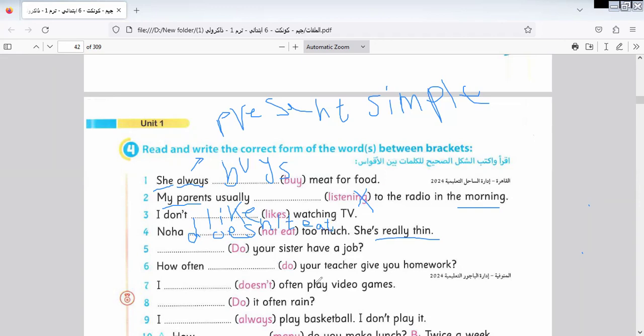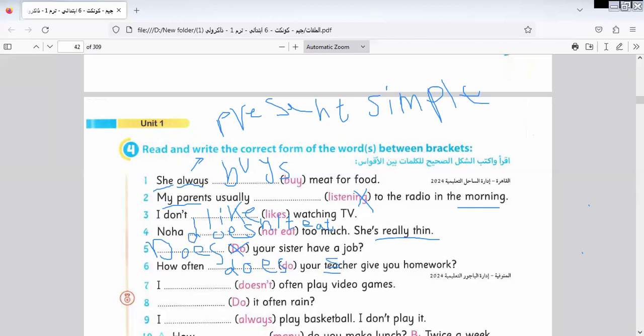Does your sister have a job? So can we use "do"? No, it cannot be "do". It will be "does". Your sister. How often does the teacher give you homework? Here it will be "does", not "do". Why "does"? Because here the teacher is singular.